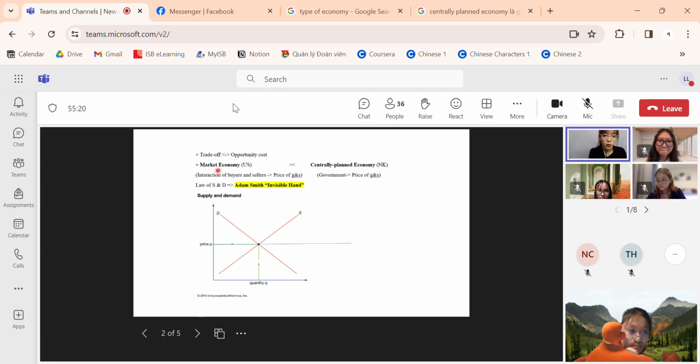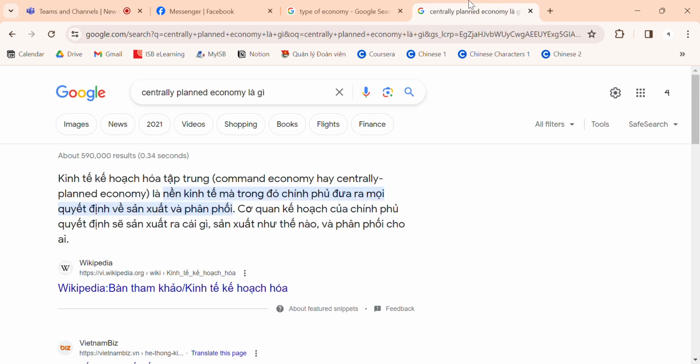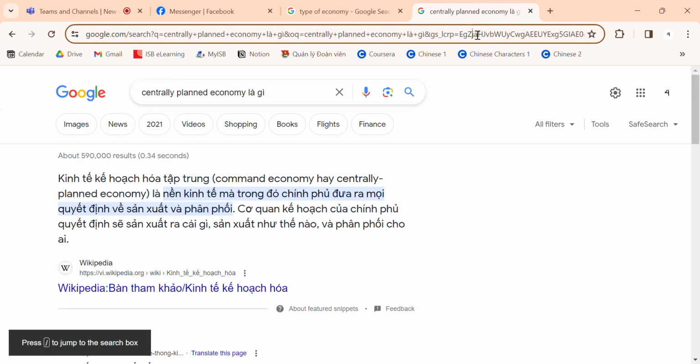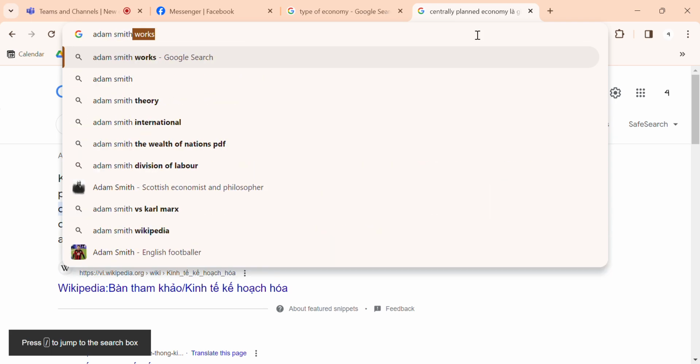So, talking about the first economy, the market economy, we have the term Adam Smith's invisible hand. What is your understanding of that term? Can you tell me? I think we heard this term before in chapter 1, but what is it? Anyone? Okay, share with me what you remember about the invisible hand by Adam Smith.